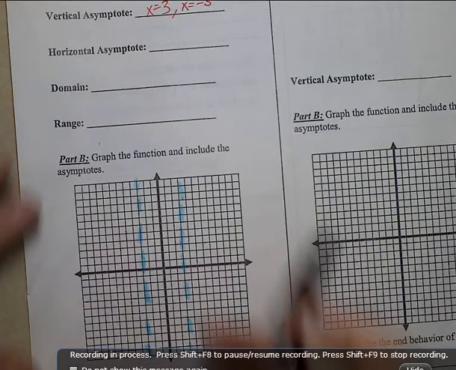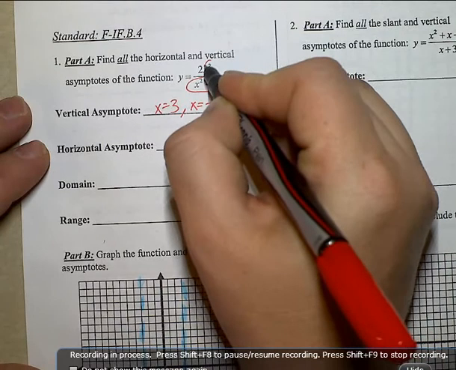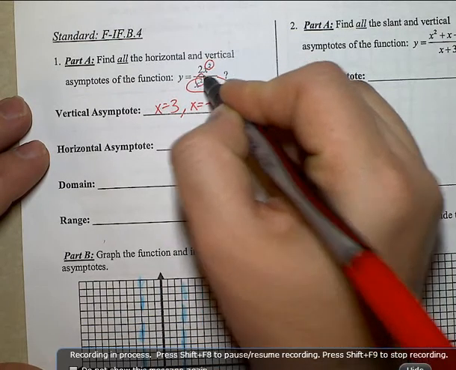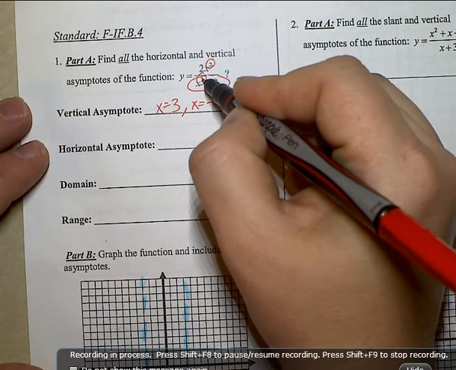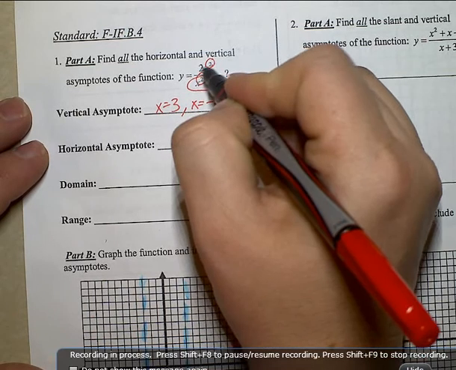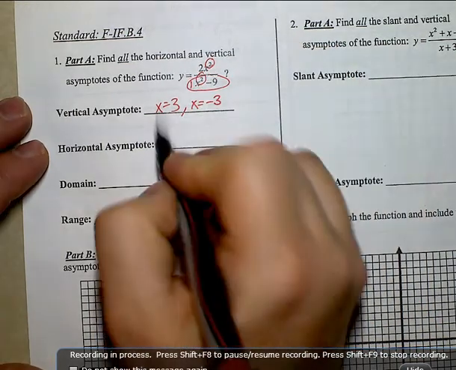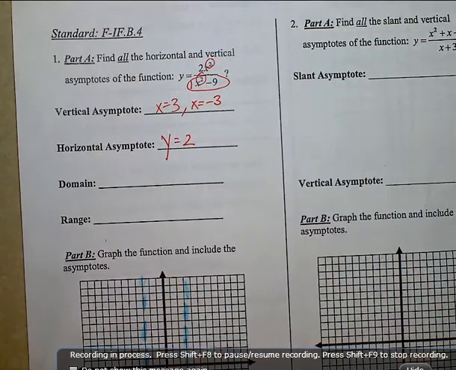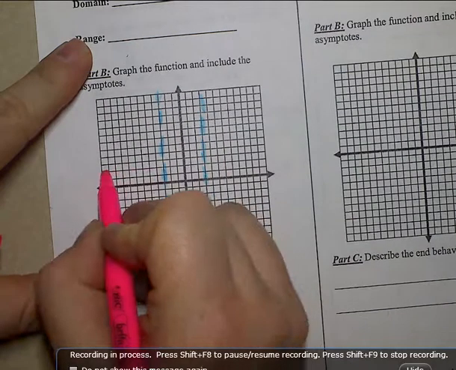Okay, so the horizontal asymptote. You're going to see that the degree on top is a 2, and the degree on the bottom is a 2. So when the degree on top, or the highest exponent on top, is the same as the highest exponent on the bottom, you divide the leading coefficients, the numbers in front. In this case, it would be 2 divided by 1. 2 divided by 1 is 2. Go back to the graph. Find the line y equals 2, and make a dotted line going across.